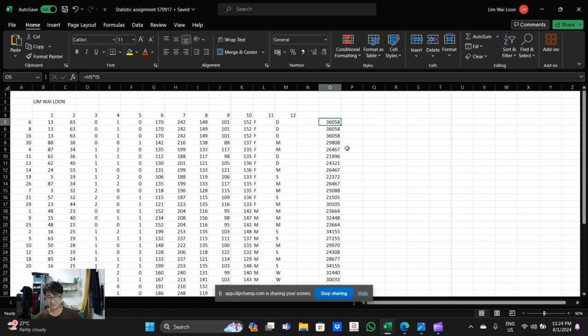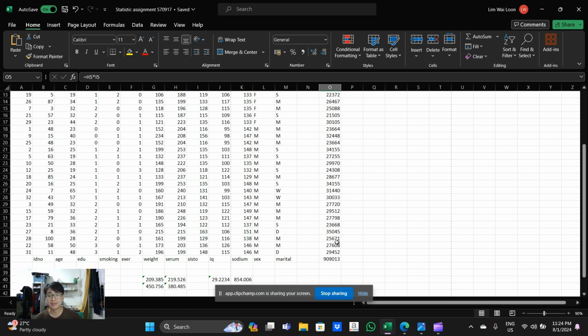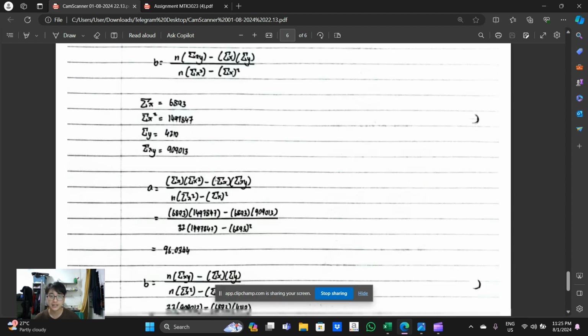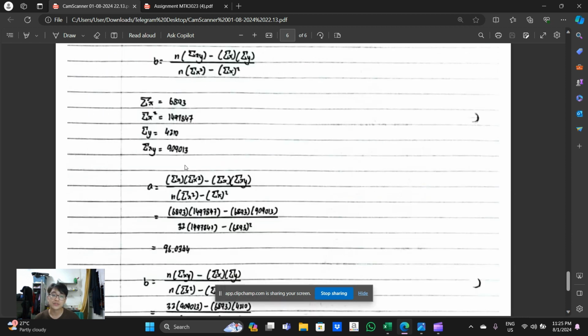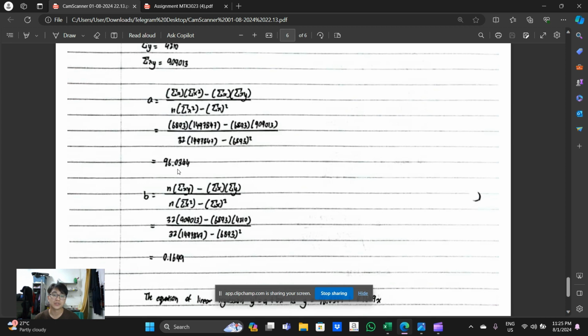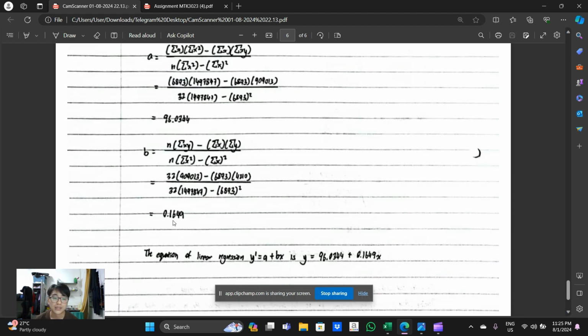So we pull it with the Excel command and we get the sum xy 909,013. So we put these values all together here, where the formula used here is y equal to a plus bx, and the a formula is here, b formula is here. For a, we submit the values for the sum x square, sum y, and sum xy. So we get a equal to 96.0344, while for b, we also submit everything, including the sample. The sample is 32. So we get 0.1649.